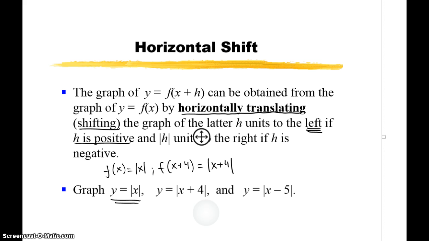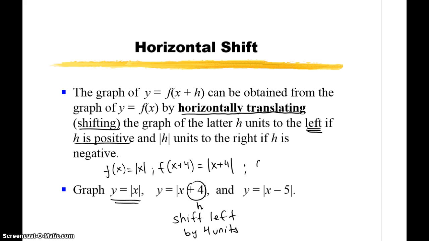Well, notice for this one, what we have to do, because we have a positive h, right? h is positive 4 in this case. This is my h here. Then, h is positive means you move the graph to the left 4 units. So shift left by 4 units.